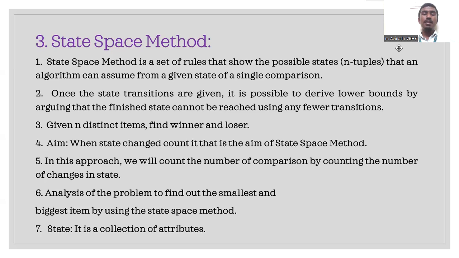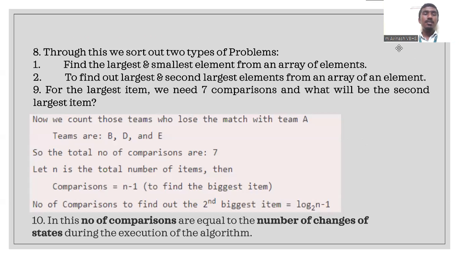Analysis of a program to find the smallest and biggest item by using the state space method. State is a collection of attributes. Here we solve two types of problems: find the largest and smallest element from an array of elements, and find the largest and second largest element from an array of elements. For the largest item, we need 7 comparisons, and then for the second largest item we count those teams that lost the match with team A: teams B, D, E. So the total number of comparisons is 7.